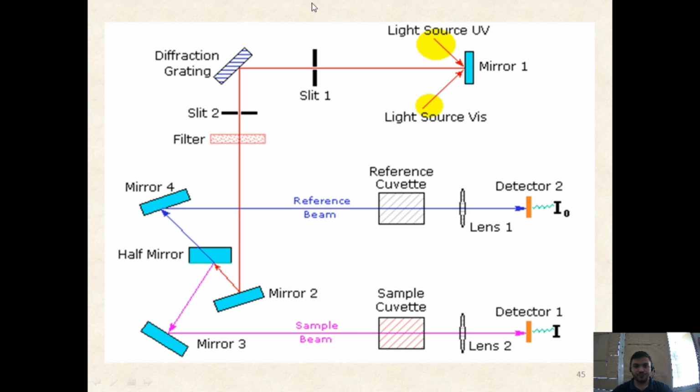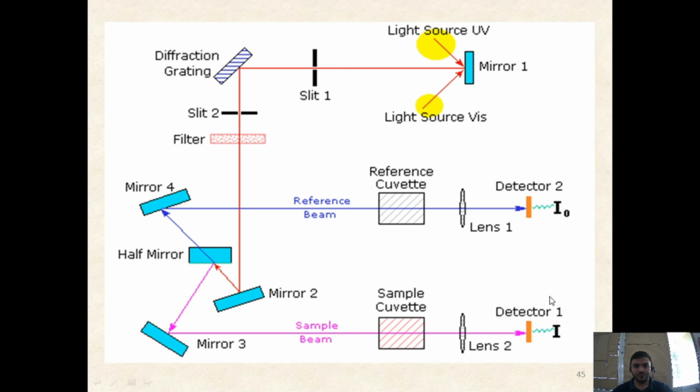This is a diagram of a double beam spectrophotometer. First of all, we have a UV source and a visible light source. Then it is fitted to a diffraction grating, and after that mirror 2, mirror 4, and mirror 3. This is a half mirror. These two are cuvettes. One is the reference cuvette, one is the sample cuvette.